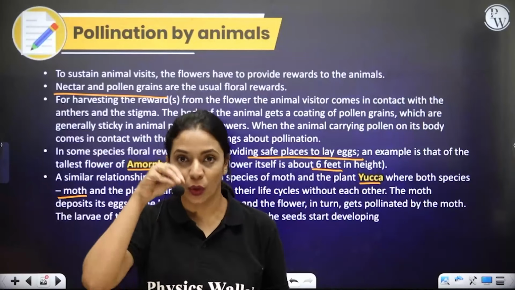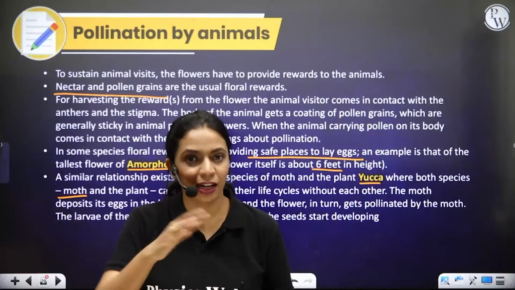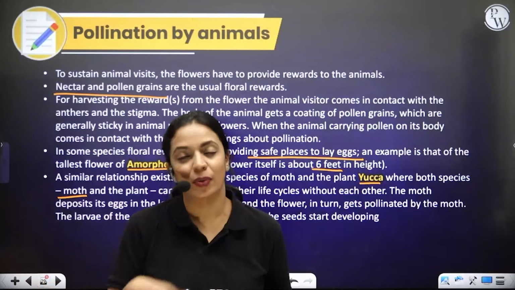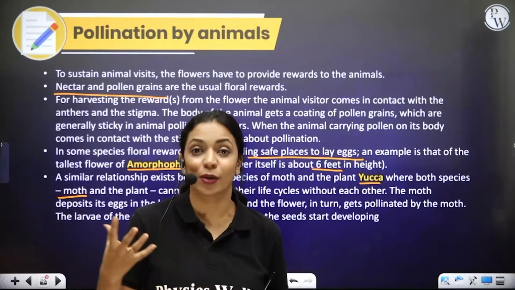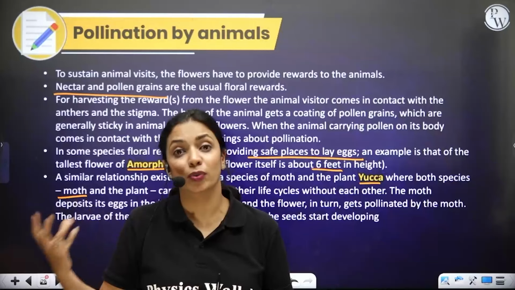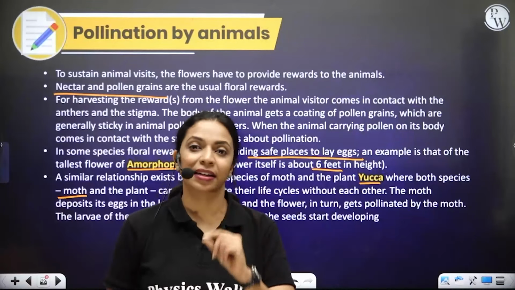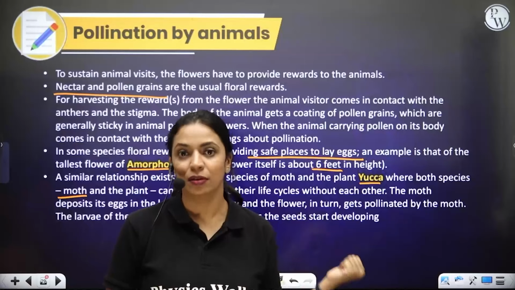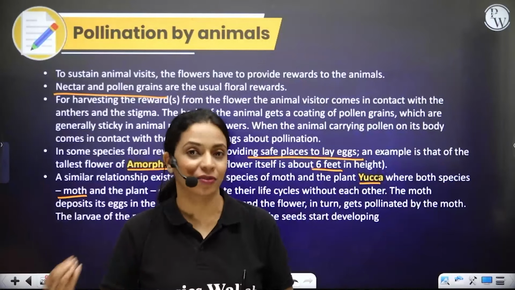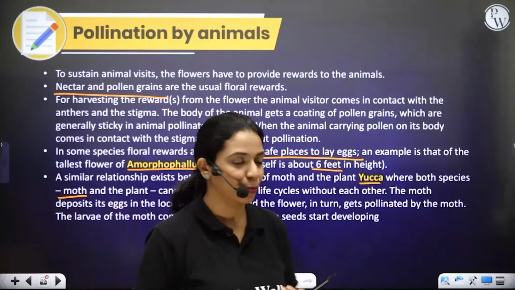So what happens, it will go and lay eggs inside the ovaries of that flower and it will come outside. Once it has pollinated that flower, fertilization will take place and then the egg will start developing. So once after fertilization, the ovule will start developing into the seed. As the ovule develops into the seed, the moth's eggs that have been laid inside the flower will also break open and the larva will come out. In this way, they are both helping each other out in reproduction.